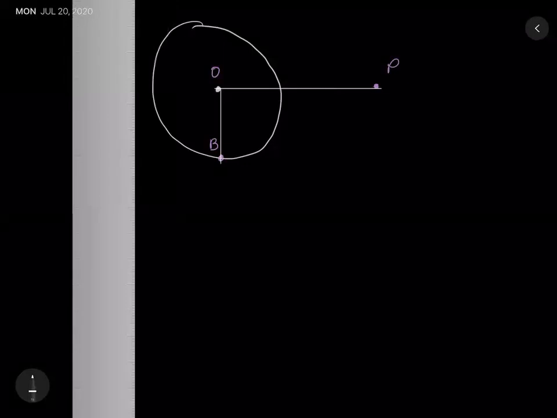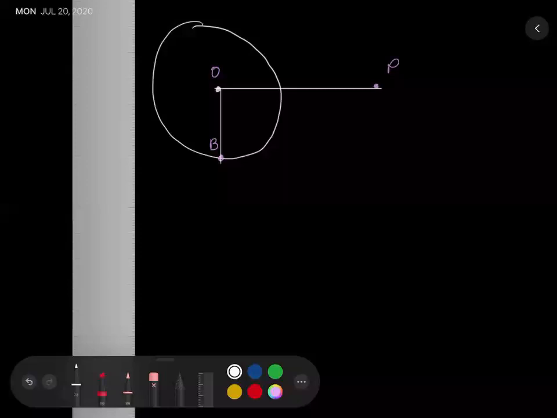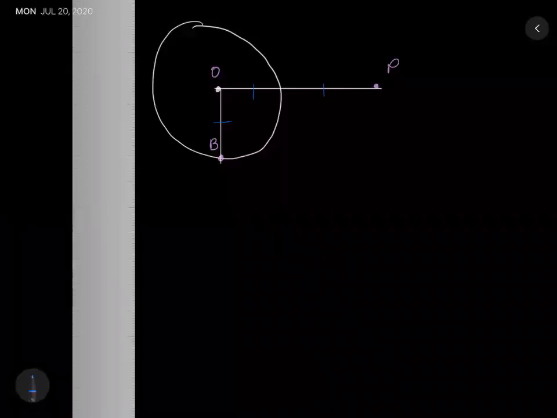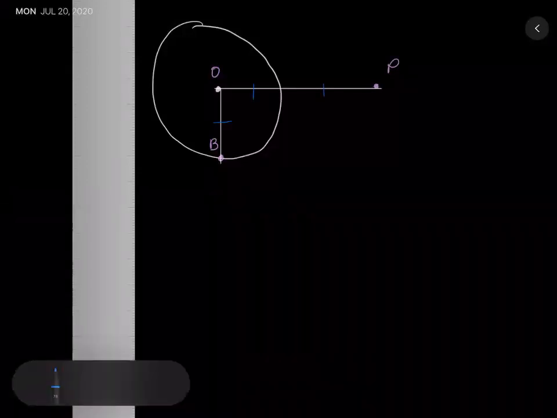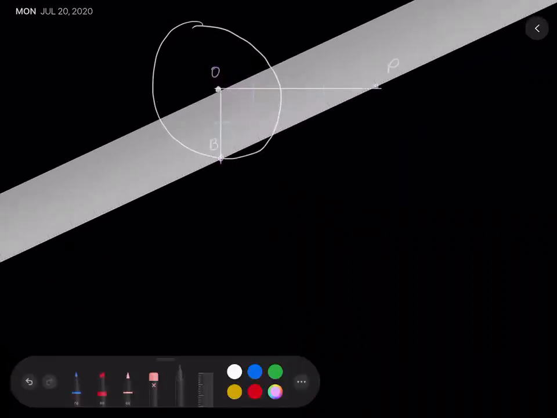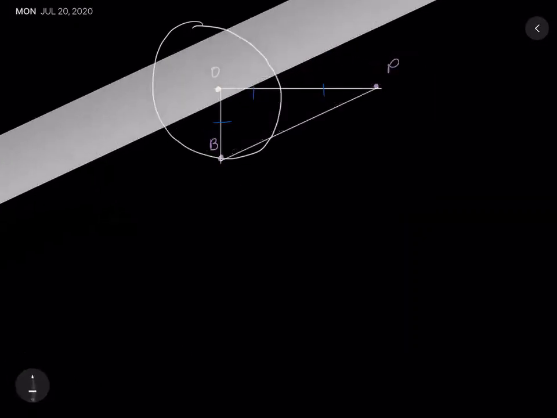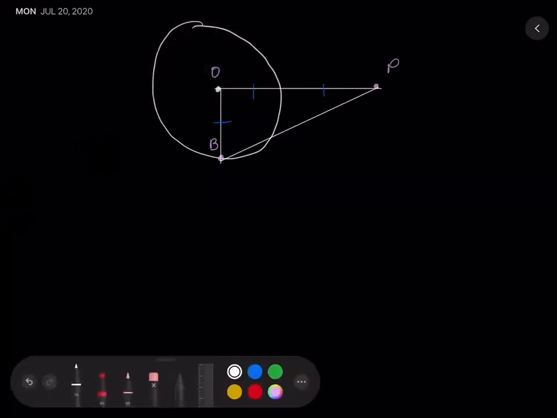So PO is perpendicular to OB, and another thing is that PO is equal to the length of the diameter. So you can say that PO is twice the length of OB. How can we mark that? We can mark it like this. And we're going to draw PB. And you'll notice it intersects the circle at another point. And this is point A.